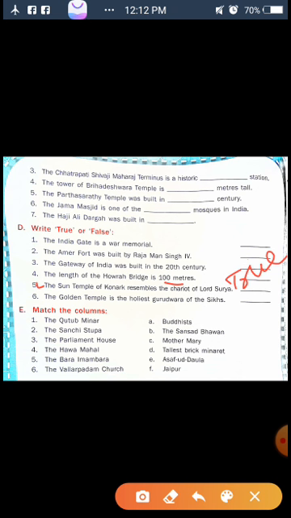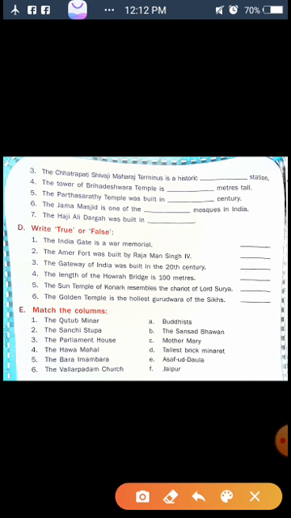Then number 6, the Golden Temple is the holiest Gurudwara of the Sikhs. Yes, this is also true. Okay. Is it over? Then come to the next question. Number E, match the column. There are 6 questions and there are 6 options. So which one is correct? You just match it. Now look here.